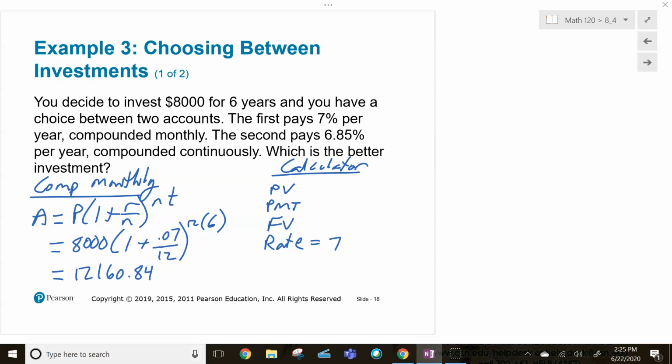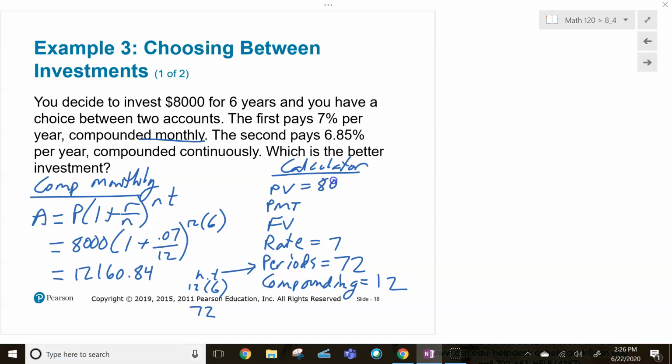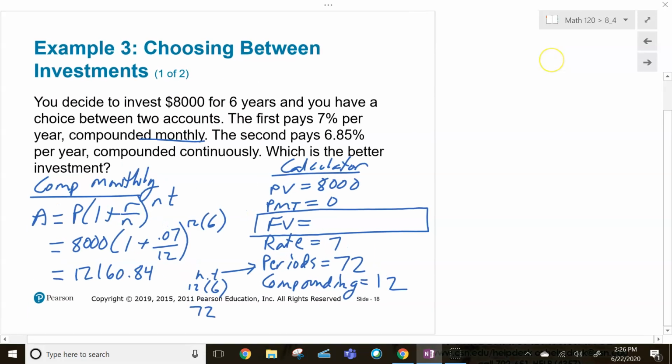Then you've also got your periods, and then compounding. This is compounded monthly, so we know it's 12 here. The periods are n times t, so it's 12 times 6 years. You have to put 72 in for the periods. It's an upfront investment of $8,000. We're not making any monthly payments on this. I'm going to click future value, and it'll spit out negative 12,160.84. So again, you have 12,160.84.